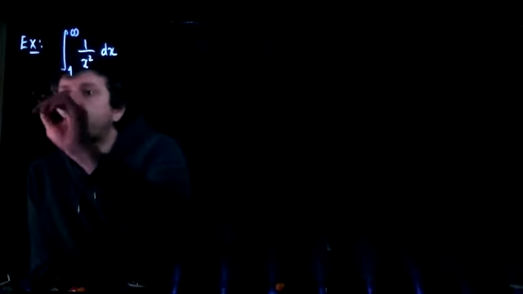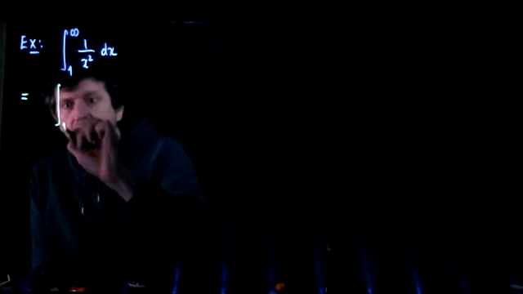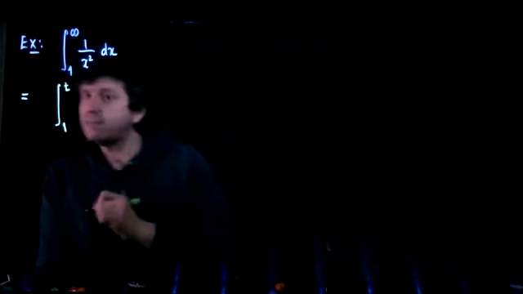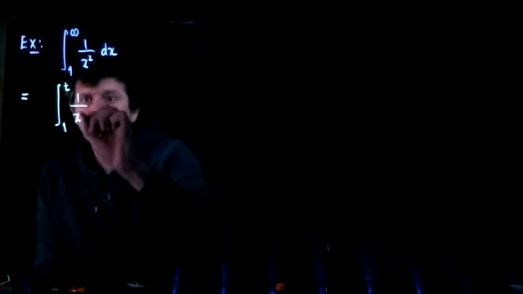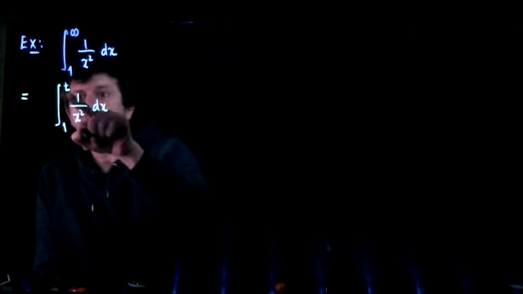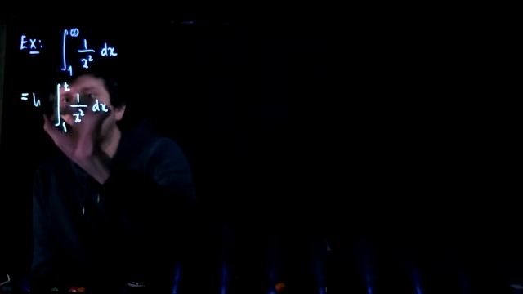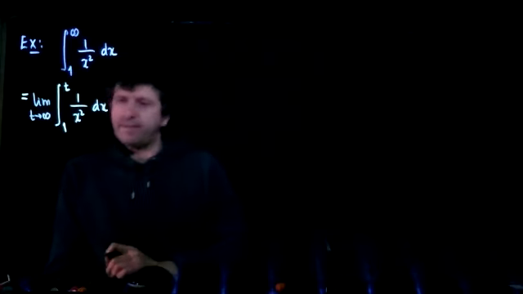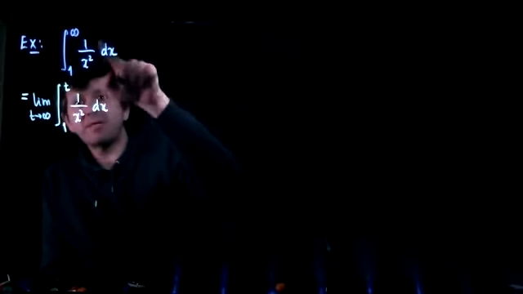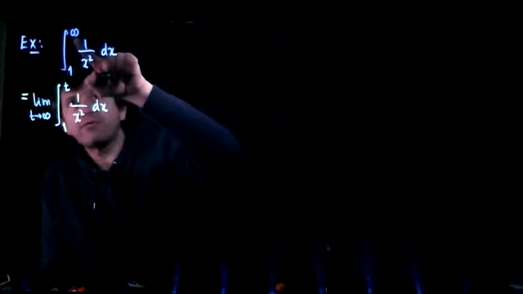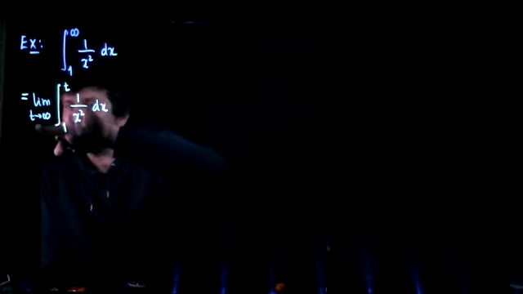Okay, and what's important here is the notation. Look at how I'm going to write this. I'm going to write the integral from 1 to t, I'm going to call this t, of 1 over x squared dx, and then I'm going to take the limit as t approaches infinity. Okay, so this basically means the exact same thing. Instead of putting infinity, I put a t and I make t go to infinity.